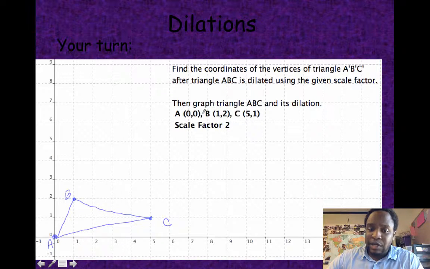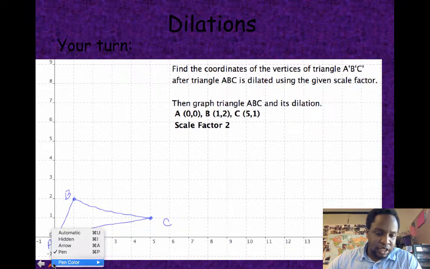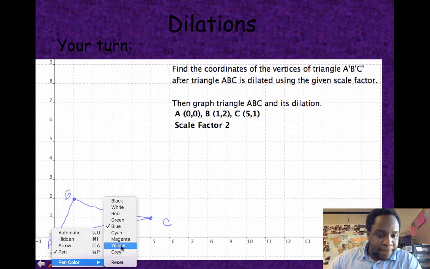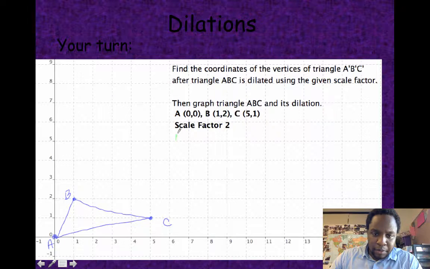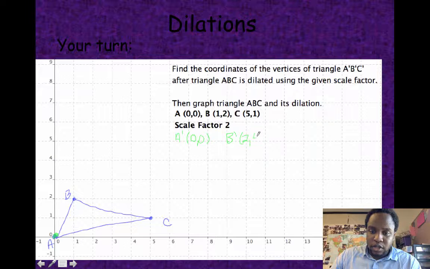So 2 times 0 and 0 is, hold on, let me change the color real quick. Let's make it green. So A prime is going to be, 0 times 2 is 0, 0 times 2 is 0. So A prime is still going to be (0, 0). B prime, we have to multiply 1 by 2. So 1 times 2 is 2, 2 times 2 is 4. So (2, 4).